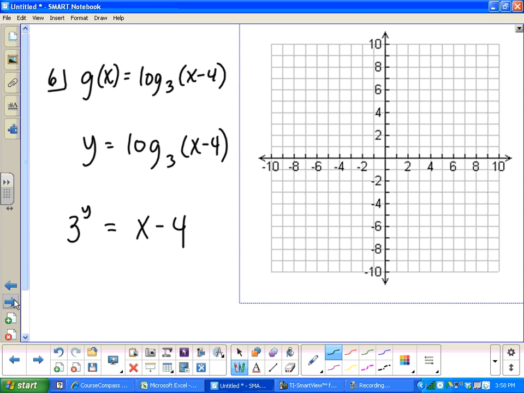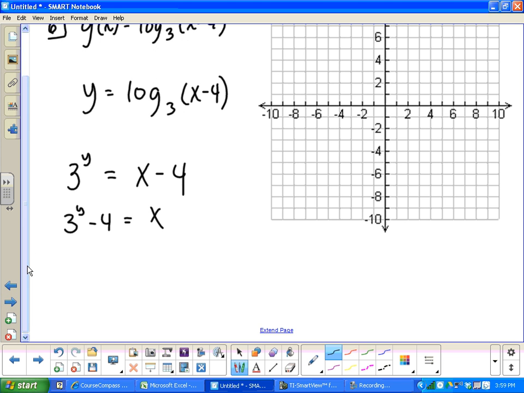And now I'm going to solve for x here. So to recall the steps, to put it in exponential form, I want to isolate the logarithm, which it's already isolated. And now that I've switched it to exponential form, I'm going to solve for the x. And so I'm going to get 3 to the y plus 4 equals x. Now we're going to treat it just like we did earlier with the exponential. The only difference here is it's not y equals, but it's x equals.